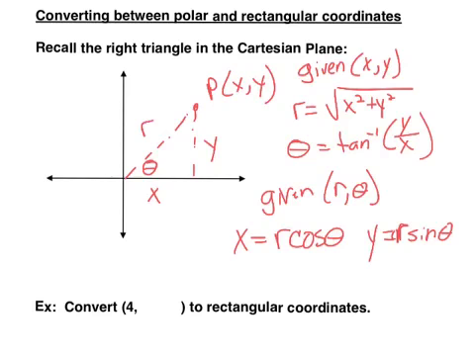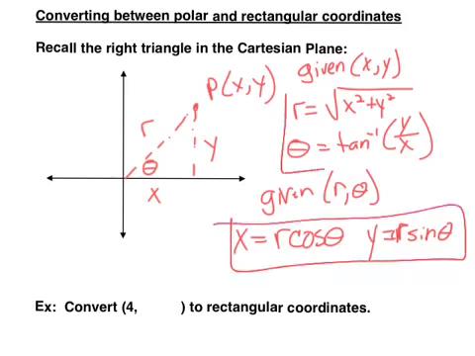Now let's think about why that is. The cosine of theta is x over r. The sine of theta is y over r. If you cross multiply, this is what you end up with. So these are handy formulas to remember, and they will allow us to convert between the two different coordinate systems.